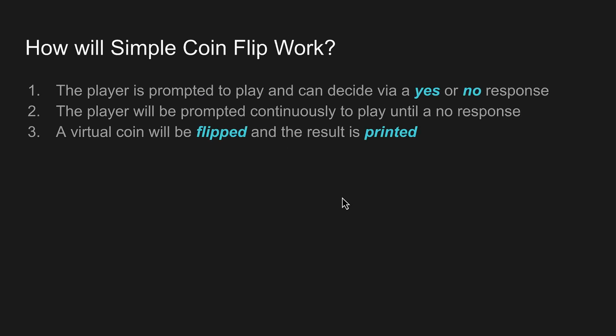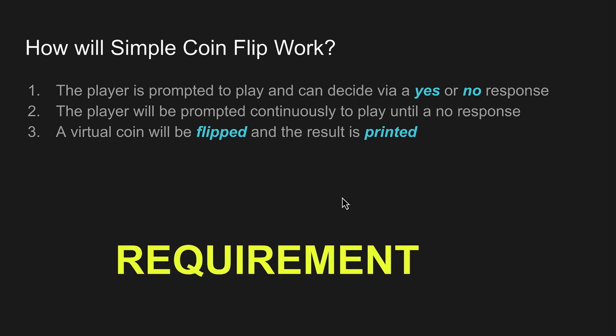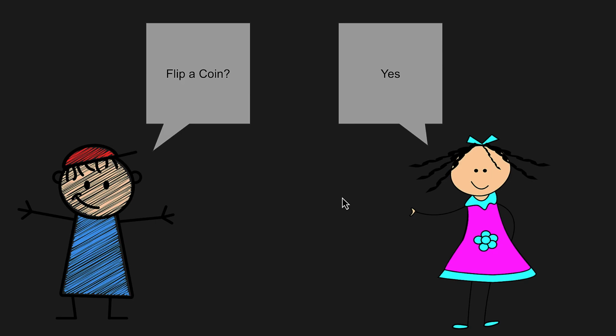Well, how will our simple coin flip work? In our game, the player is going to be prompted to play, and then she can decide whether yes or no. And then the player will be prompted continuously to play until a no response. Every time a player responds yes, a virtual coin will be flipped and the result is printed. Very simple. Now that we have the requirement, we can go to the next step.